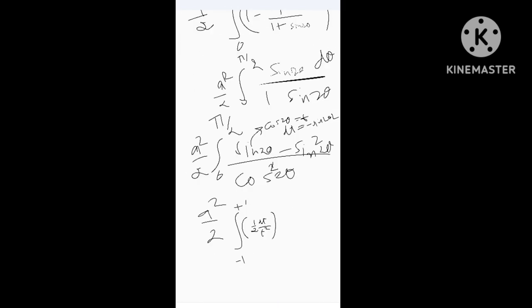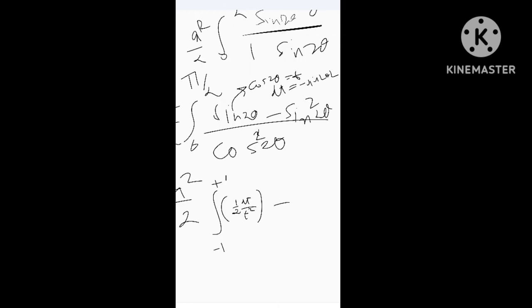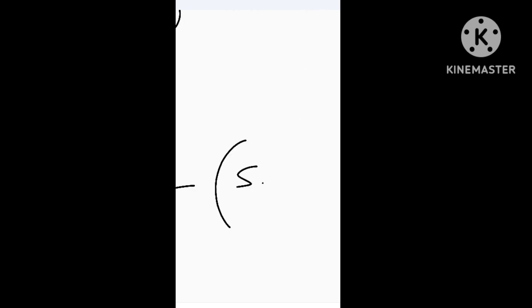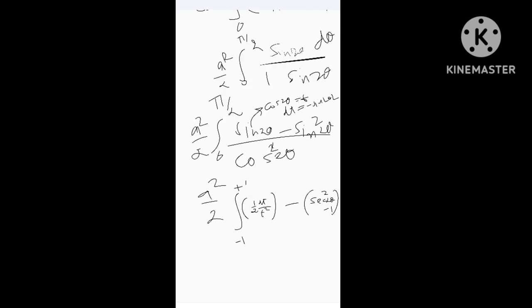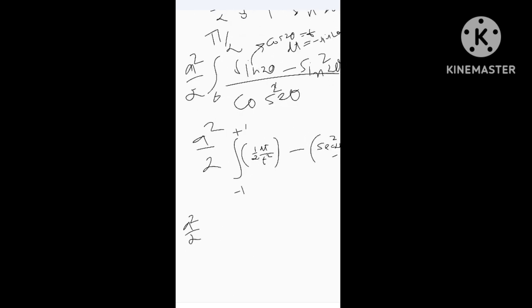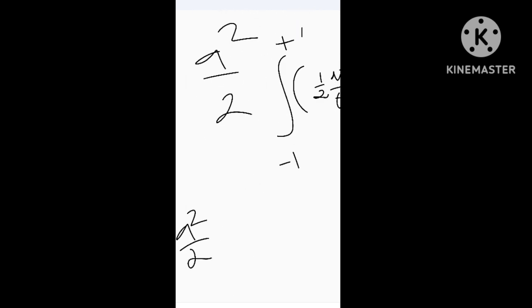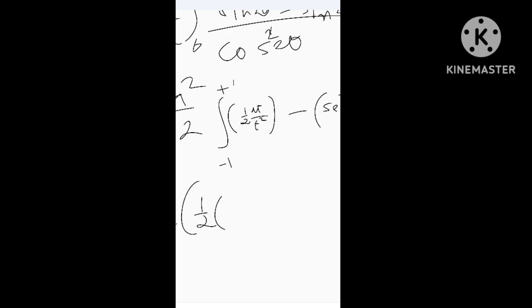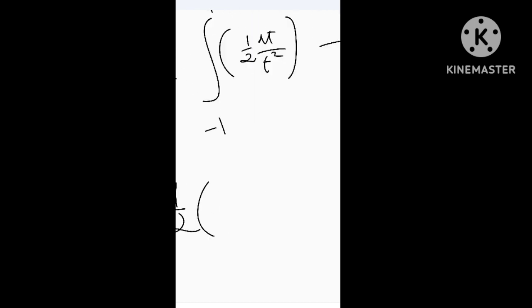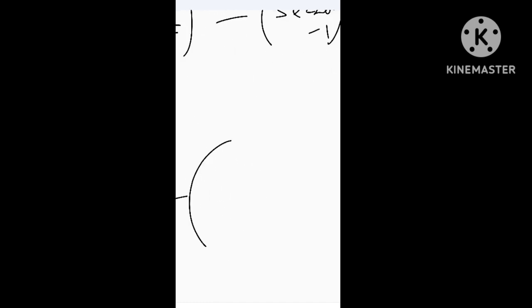So I can say minus 1 to plus 1, and I have minus of sine square 2 theta over cos square 2 theta, which is tan square 2 theta, and it's better to write that as secant square 2 theta minus 1. Then I have a square over 2. So you can see that 1 over t square integrates to minus 1 over t, because the differentiation of 1 over t is minus 1 over t square. So I can substitute minus 1 to 1. So what is the integral of secant square 2 theta?